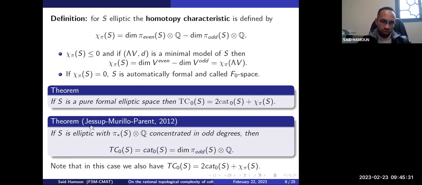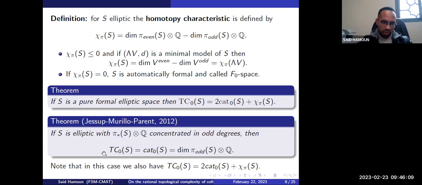And here I wanted to recall a result due to Jessup-Murillo-Parent, which relates the rational topological complexity to the rational category in a particular case where S is elliptic and the rational homotopy is concentrated in odd degree. And in this case, TC exactly coincides with the rational category, which is the dimension of the odd part of the rational homotopy.